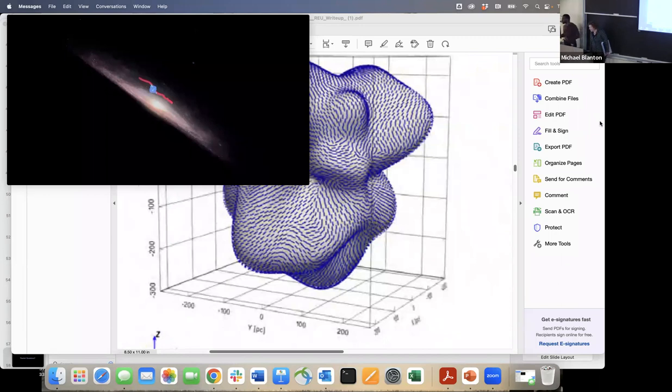So give it a try, see what happens. You'll hit some box and let me know. I shared my screen on Zoom. Oh, right. Okay.